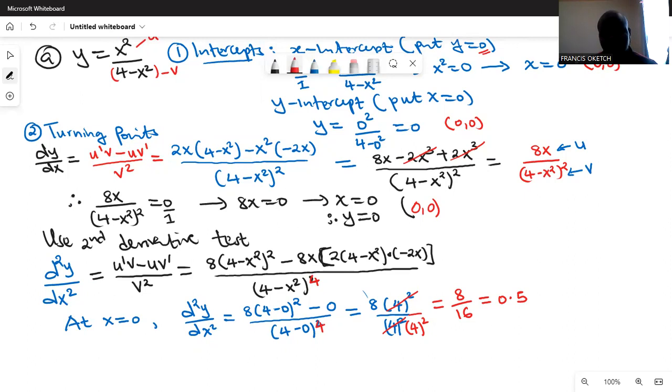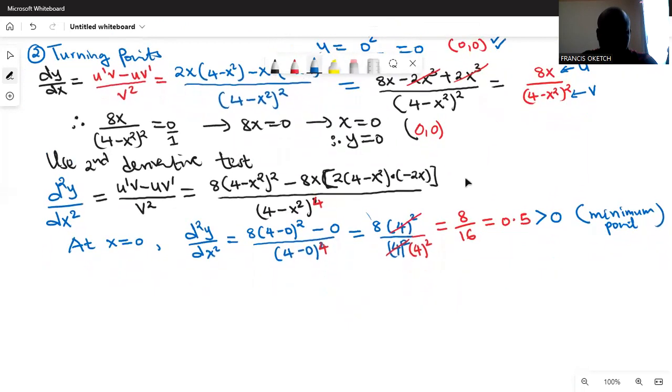So look at the value of the second derivative at x equals 0. We are getting a positive value, we say this is greater than 0. And we said when the second derivative at that point is greater than 0, then we talk of a minimum point. So what does it mean? That the turning point that we have found is a minimum point. That's the only turning point that we have on that curve.